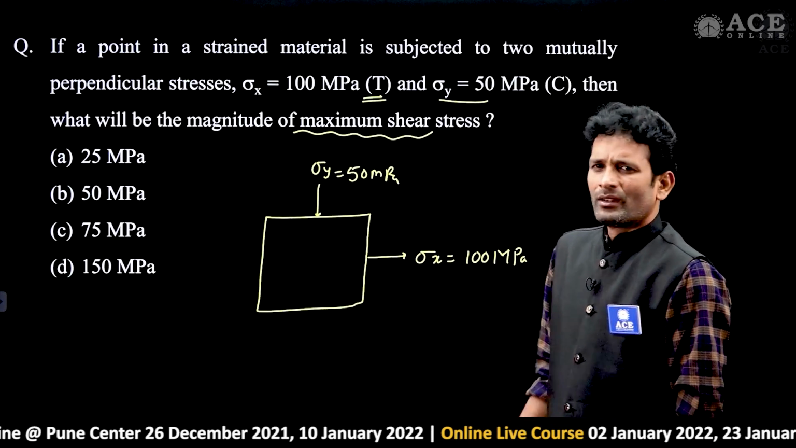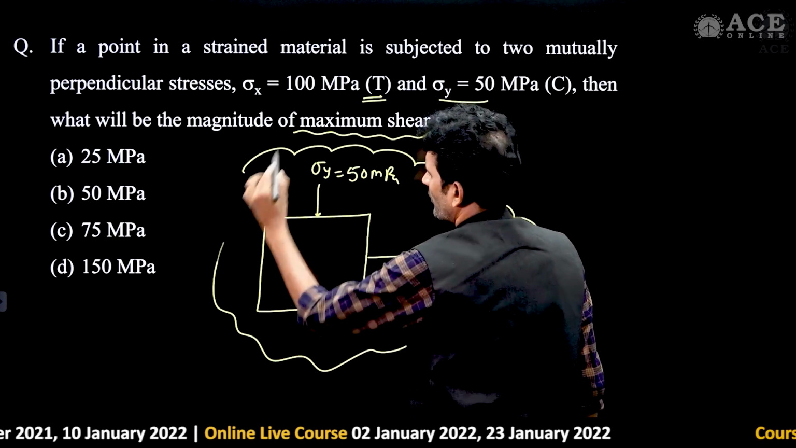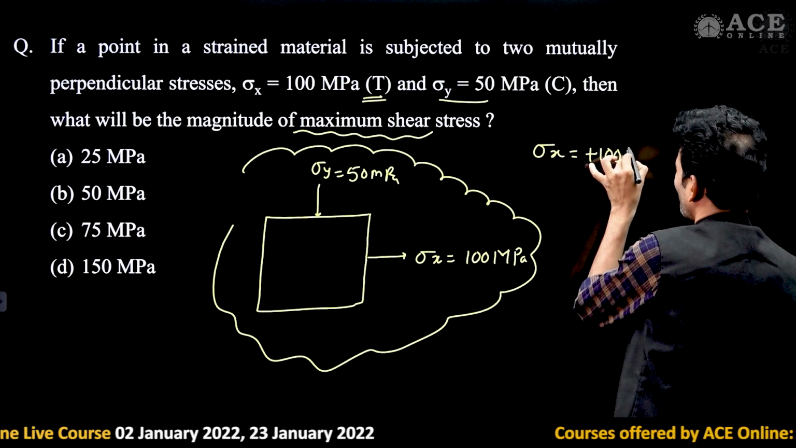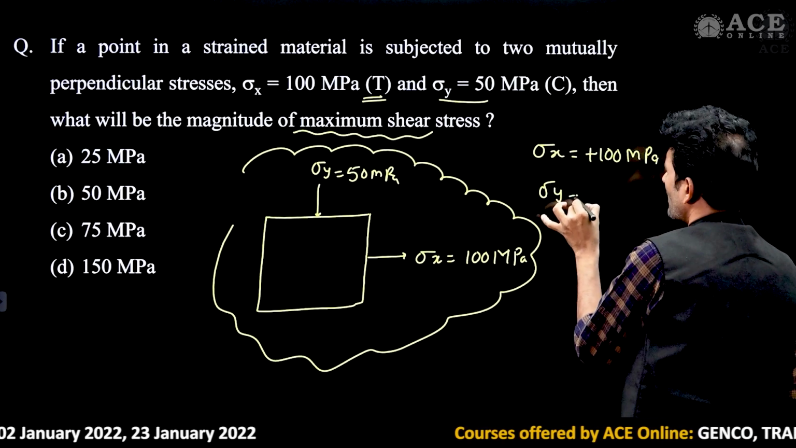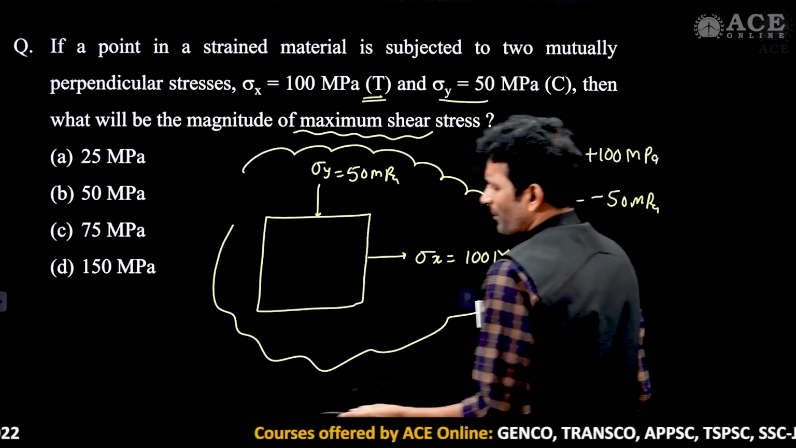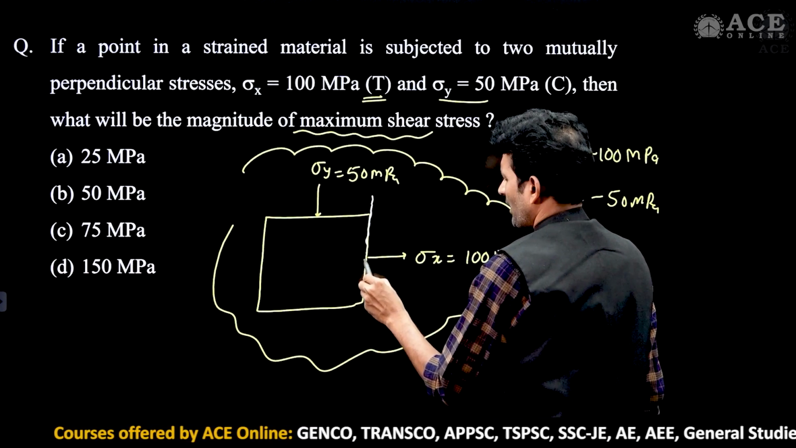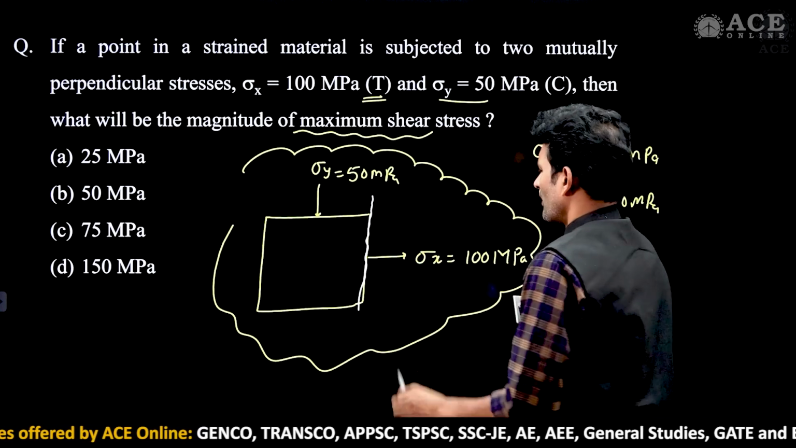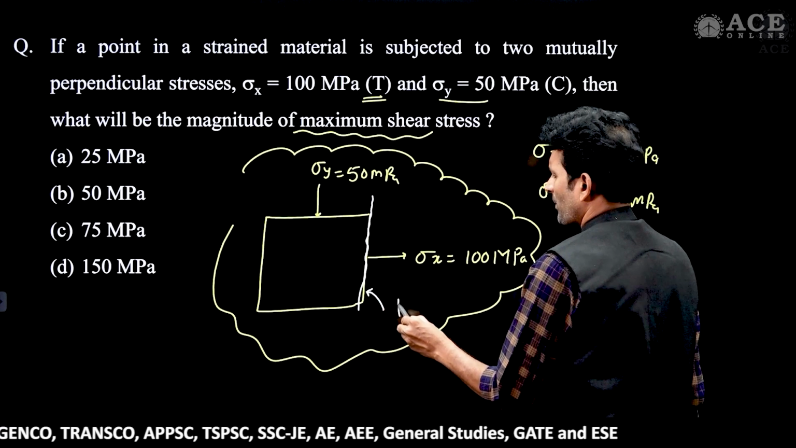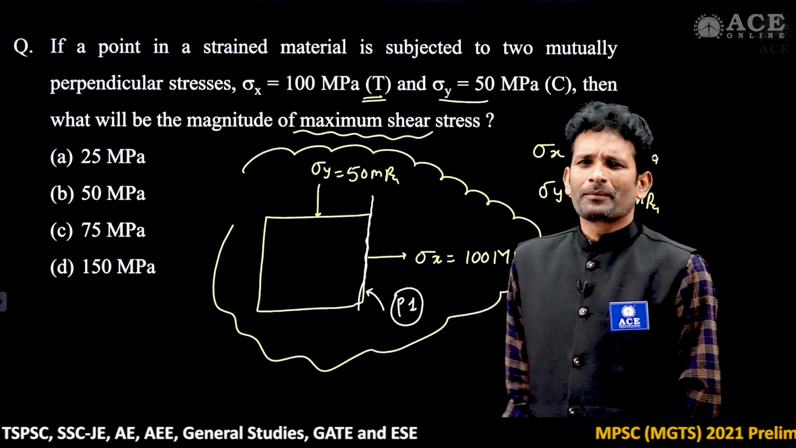Now, see this element. When you are observing this element on this plane, do you find any shear? No. So, here sigma x is plus 100 megapascal and sigma y is minus 50 megapascal. When you take the vertical plane, on the vertical plane, we are not finding any shear. So if the plane does not carry any shear, such planes are considered as principal planes. So this plane is a principal plane. I can write this as P1, first principal plane.